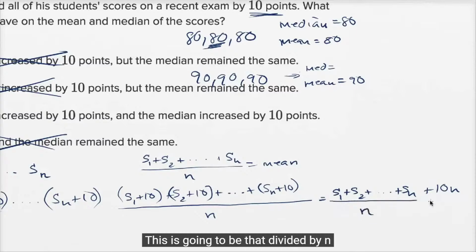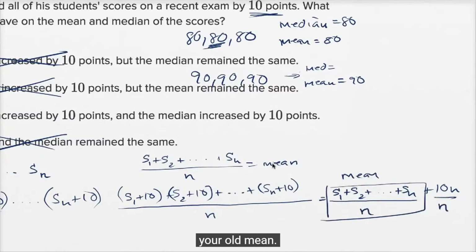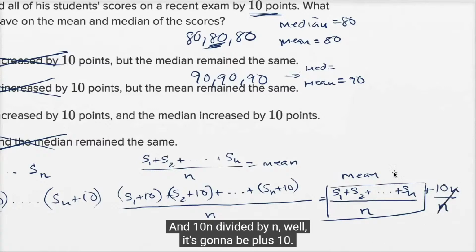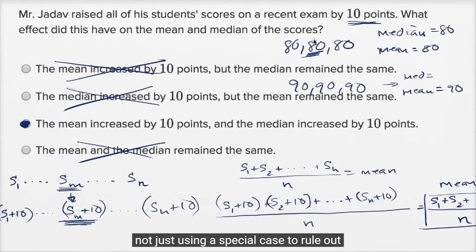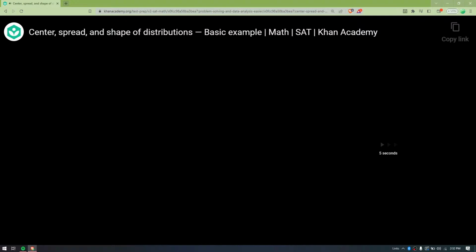Well, this right over here, I can instead write like this. This is going to be that divided by n plus that divided by n. And what is this value right over here? This is your old mean, and 10n divided by n, well, it's going to be plus 10. So your new mean is going to be the old mean plus 10. So hopefully that gives you justification, not just using a special case to rule out the other cases, but a justification why this would be true.